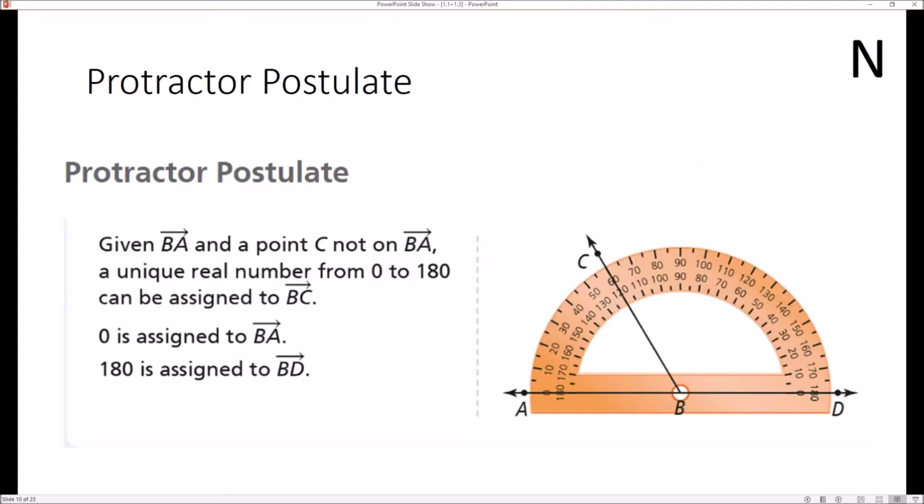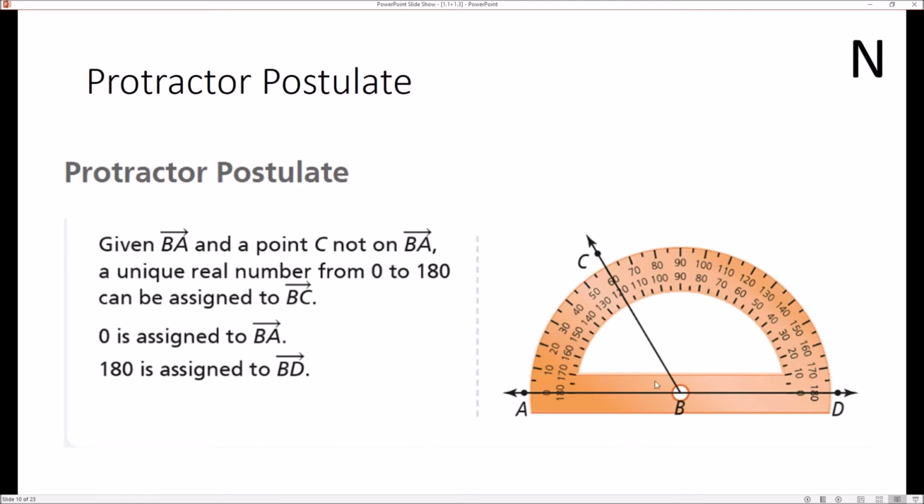All right, the protractor postulate. This is just basically saying, given the ray BA and a point C not on the ray BA. So here's the ray BA, and here is C. This point is not on BA, it's not collinear. A and B are collinear. They will map to a unique real number on this number line. This is a curved number line, but it's a number line nonetheless. As you can see, it goes from 0 to 180 in one direction and 180 to 0 in the other direction. We'll talk about why that is in just a second.